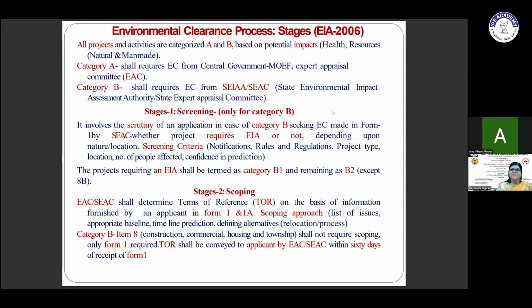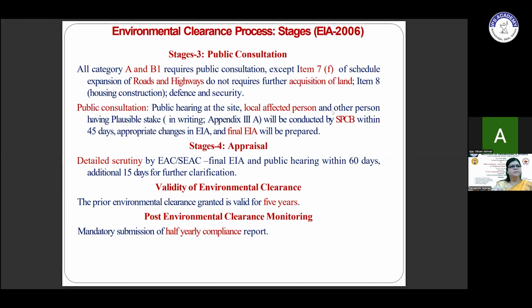The next, ma'am. Stage 3 is public consultation. All category A and B1 require public consultation, except item number 7F, expansion of roads and highways that do not require further acquisition of land. Item 8, housing, construction, defense and security, do not require public consultation.